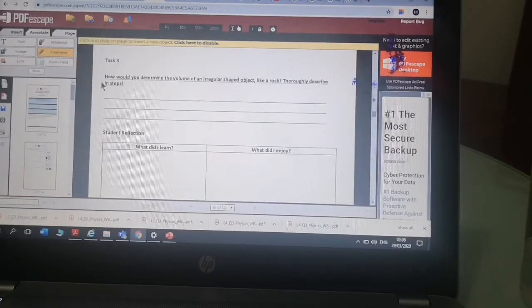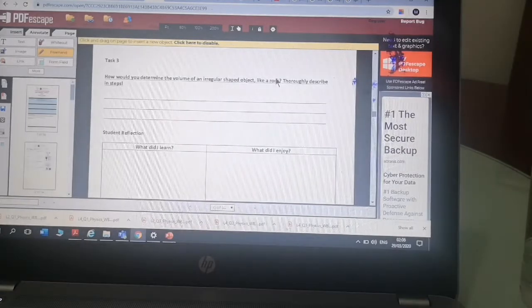So task 3, let's read it together. How would you determine, so how would you find the volume? So we find the volume, how big something is. How would you find the volume of an irregular shaped object like a rock? Well, that's not easy. Describe it. Describe how you could find the volume of a rock.